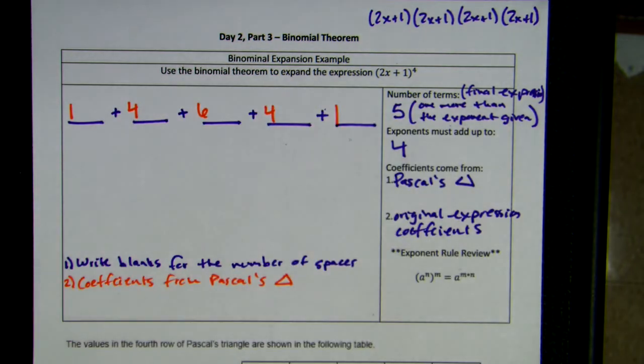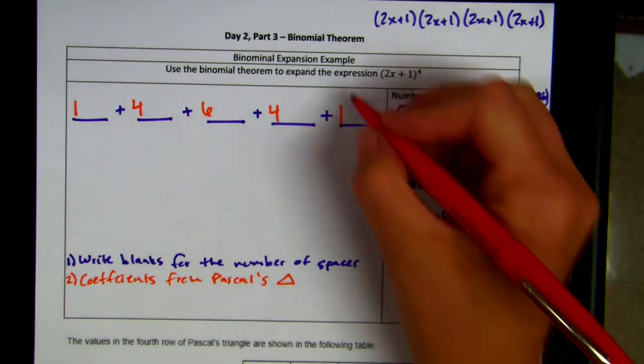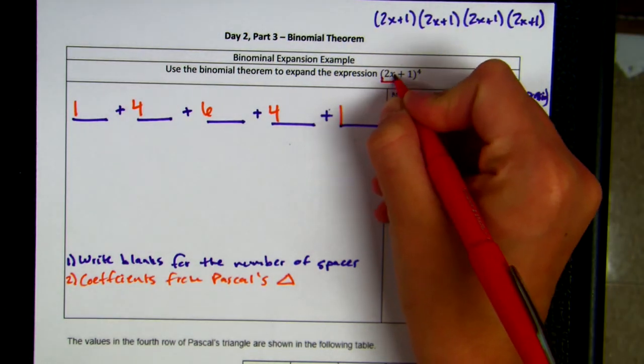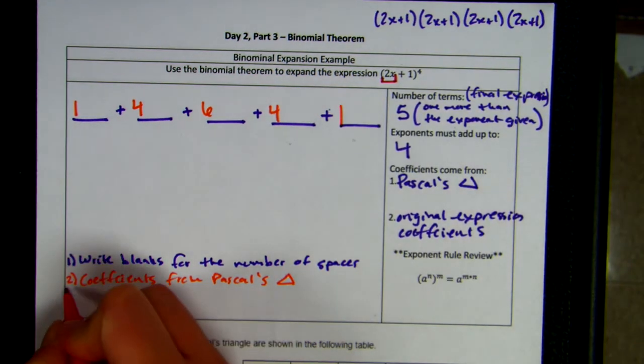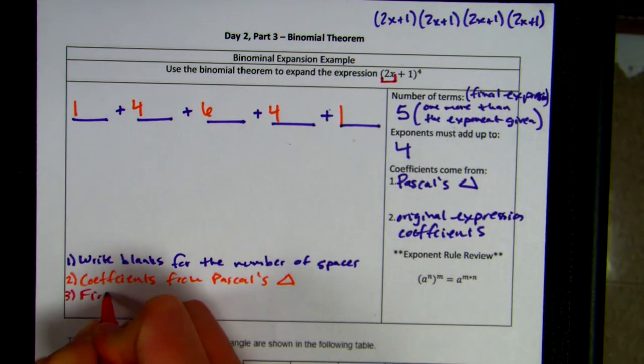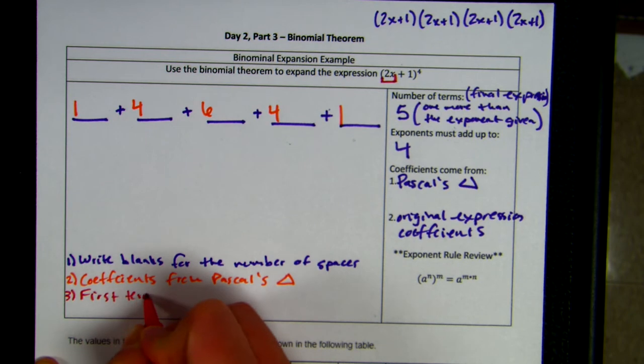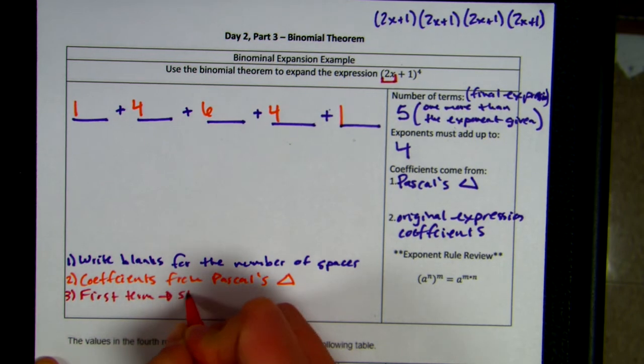Okay, so after I've written in my coefficients from Pascal's triangle, the next thing I'm going to do is look at my first term in the expression. Here, that is 2x. So I'm going to take my first term, and I'm going to start with an exponent of 4.